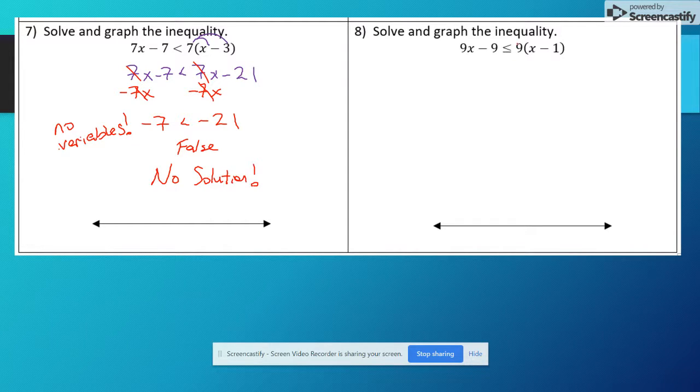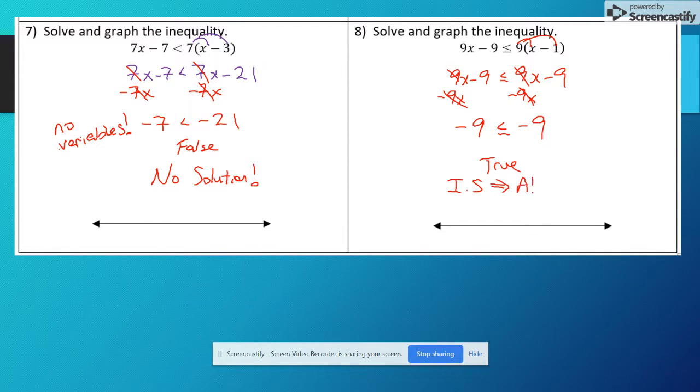On number 8, something similar happens, except you might have noticed what we're left with when I subtract 9x on both sides. I have negative 9 is less than or equal to negative 9. Negative 9 is not less than negative 9, but it is equal to. So this is true. So you might be tempted to say infinite solutions, but this is a great time to say all real numbers. So on the number line, I'm just going to mark 0.